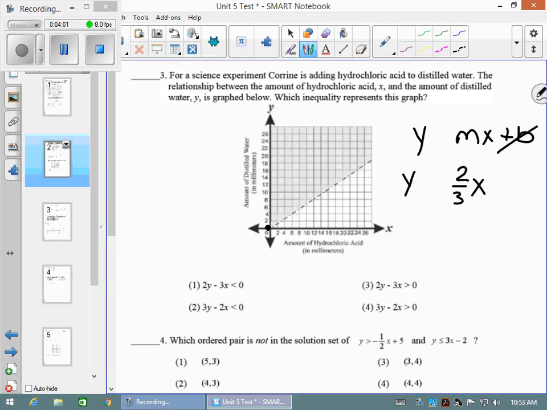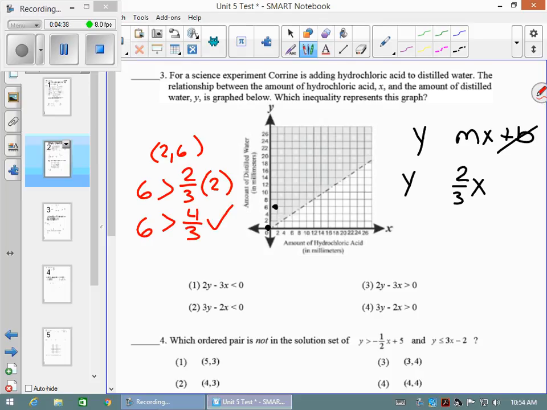But to test which one it is, we can pick a point. So I'm going to pick the point (3, 6), which is right here. And we can plug that in and see if that is true. So if I plug in my point, I'm going to have 6. And what you want to do is just pick a symbol and see if it's true. If it's false, then you're going to have the other symbol. So I'm going to try greater than 2 over 3, and my x is 2. So is 6 greater than 4 over 3? Yes, that is a true statement.